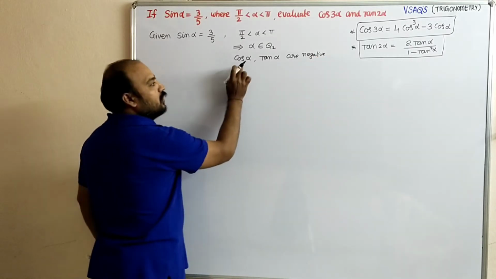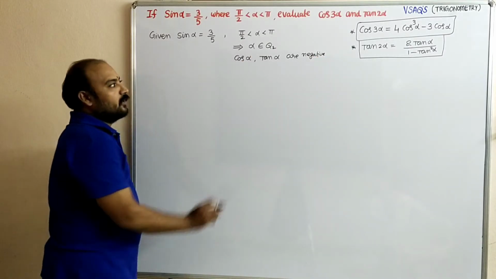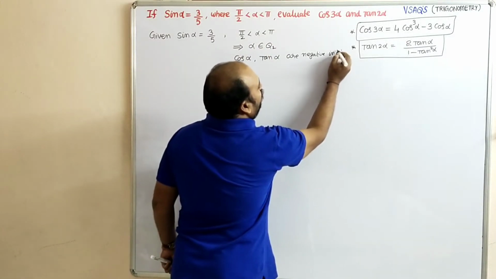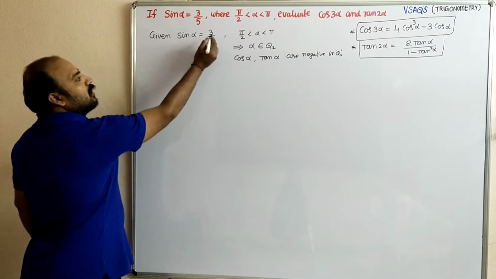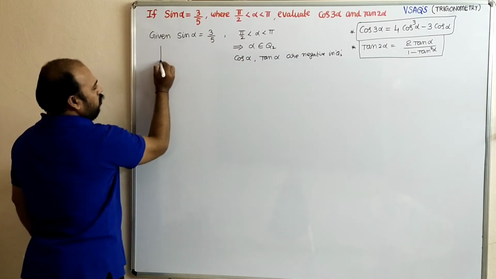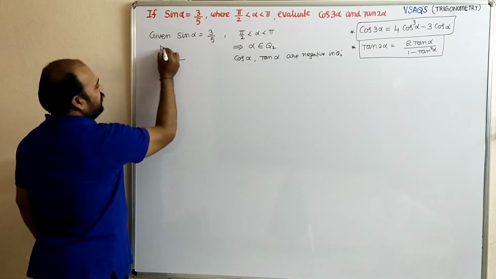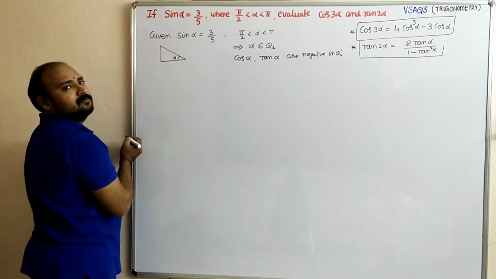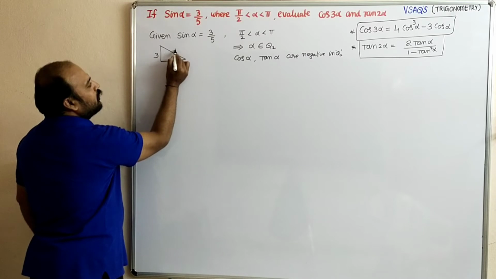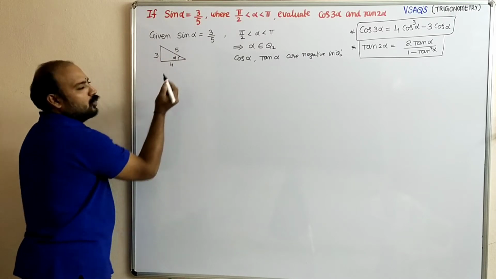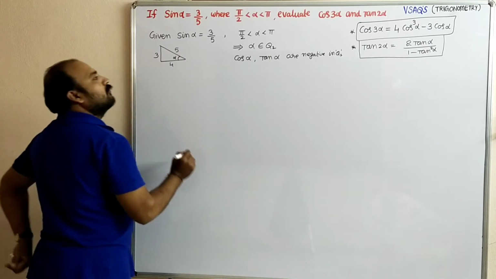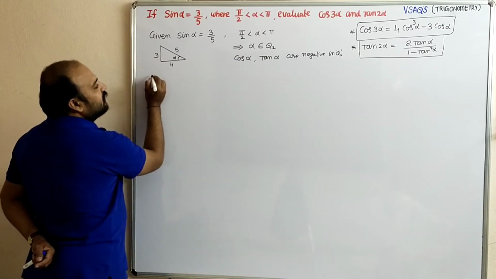That means both values are negative. In the second quadrant, in Q2, sin alpha equals 3 by 5. Using the Pythagoras theorem, here it is alpha, opposite by hypotenuse. Obviously the adjacent side is 4. We know the Pythagorean triples; 3, 4, 5 is a Pythagorean triple. So from here, calculate the cos alpha value.